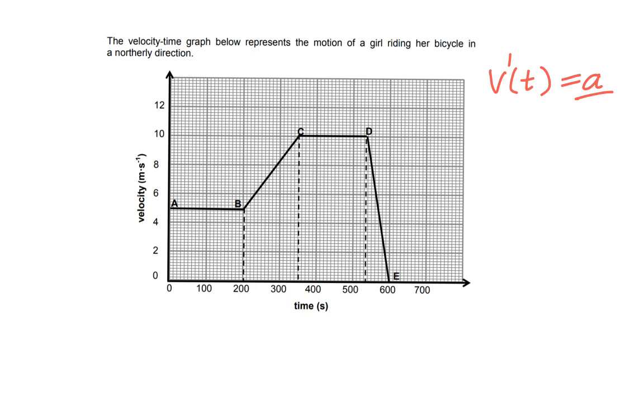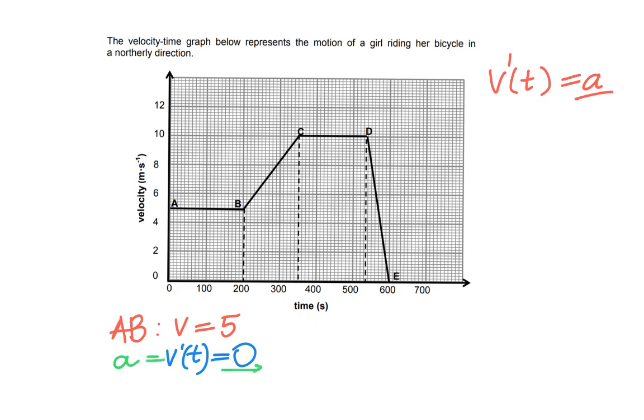In section AB, the velocity is constant and it's equal to 5 meters per second. We're doing maths, so I'm not looking at units. So if velocity is 5, what will the derivative of velocity be? Well, the derivative of velocity will be 0, which means that my acceleration is 0 for this section.